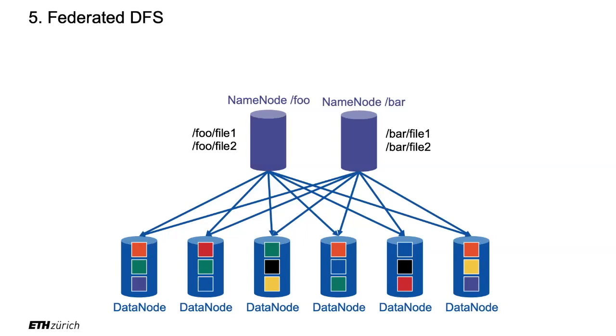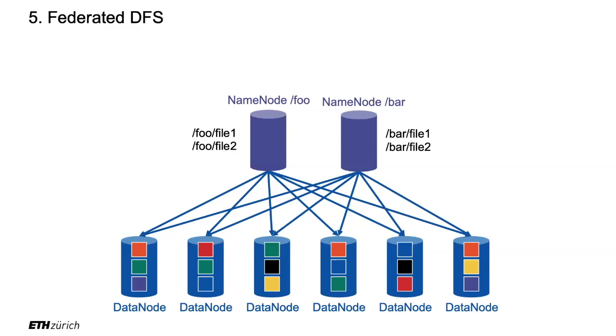We can kind of do the same thing with HDFS. We can also say that the name node on the left is only responsible for the files that are in the directory foo. And the name node on the right is only responsible for the files in directory bar. And maybe a third one for the rest, right? This is called the federated distributed file system. It's the Switzerland of distributed file systems, right?